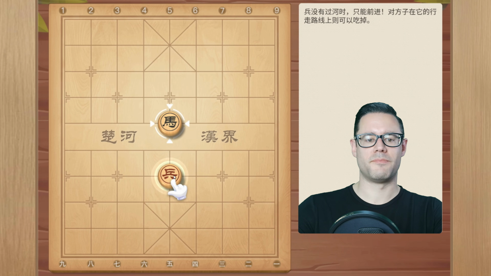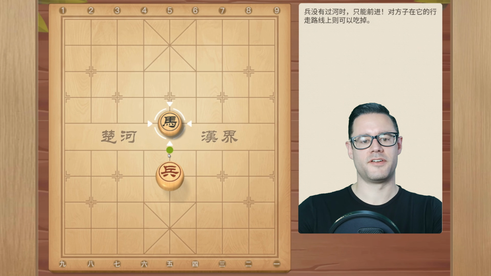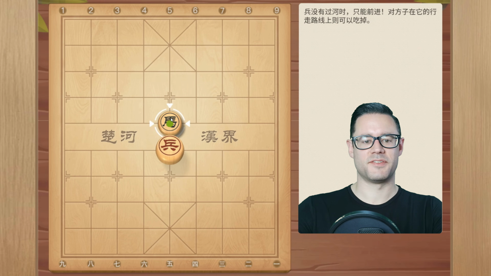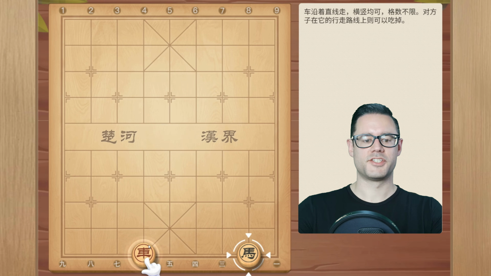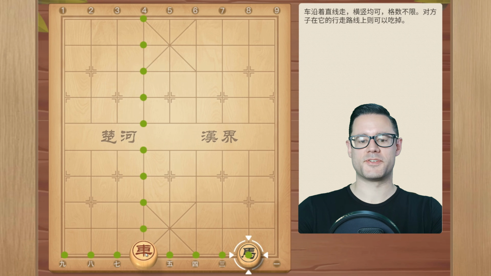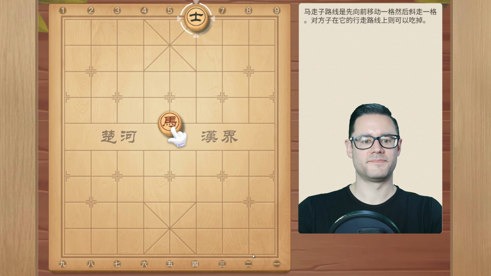Here's another example of a pawn. Before it's crossed the river, it's going to take 2 steps to get to this horse. Chariots move just like rooks, can capture at any distance across the board, making this an easy win.